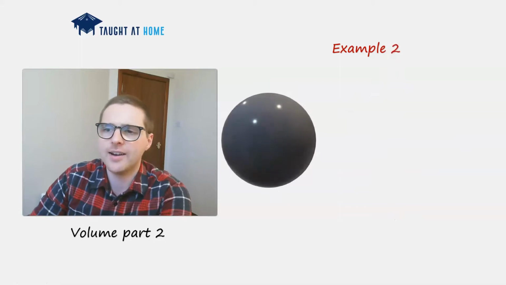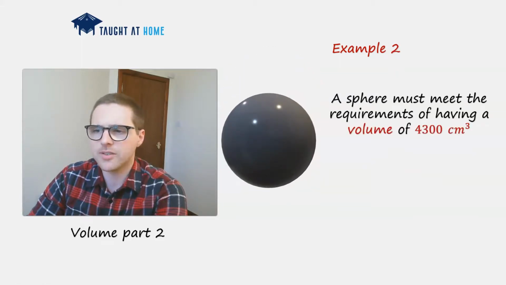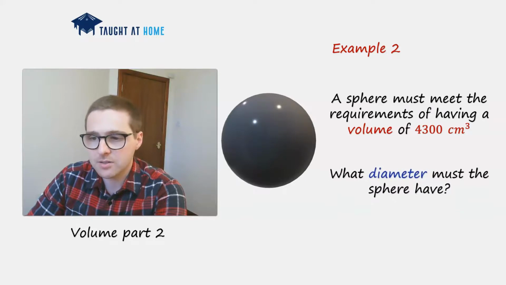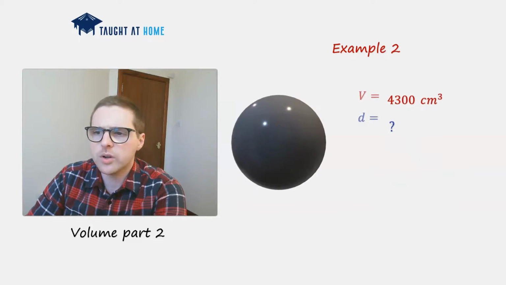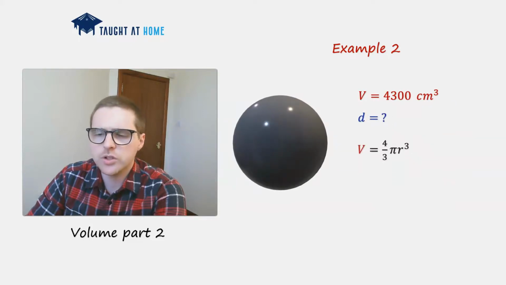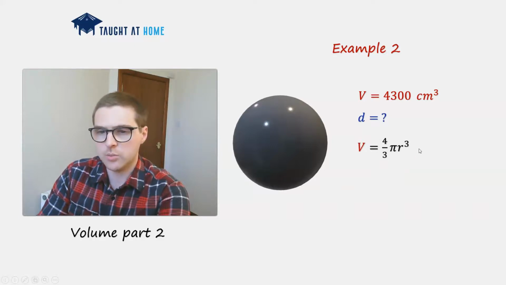Example 2, now we have a sphere, and this sphere must meet the requirements for having a volume of 4,300 cubic centimeters. So what diameter must the sphere have? Alright, so what we're going to do is use the volume of a sphere formula. So we've got 4 over 3 pi r cubed.